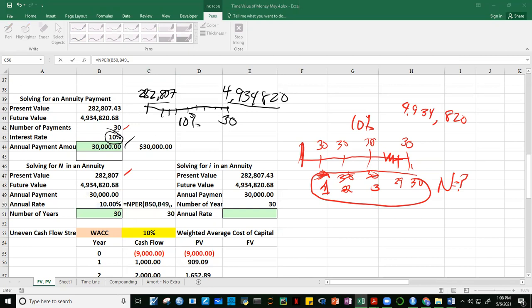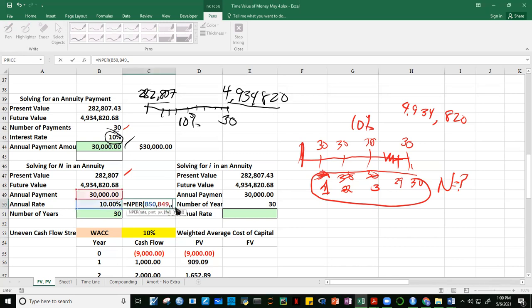Okay, good. Thank you. Same. 30 years then, no? So take note, guys, of the equivalencies. 30,000 every year for the next 30 years at 10% is equivalent to 282,807 now. Or it's also the same as 4,934,820 after 30 years. So ganun lang yun, ha? We'll get the same answer.